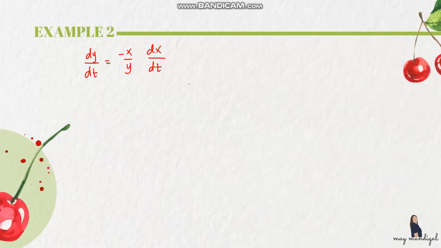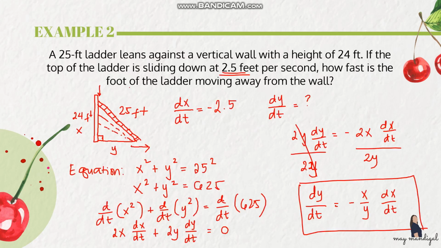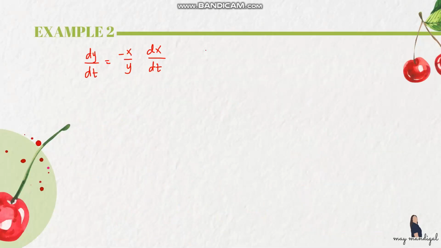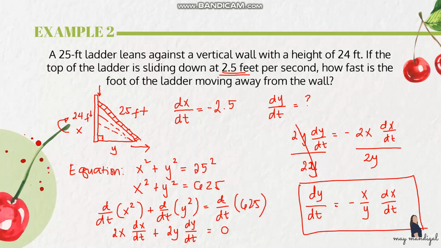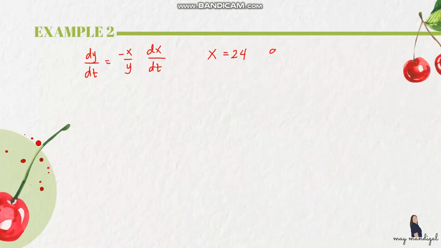Now, the next thing that we have to do is to solve for the value of dy over dt, which is equal to negative x over y times dx over dt. So, we need to substitute all of the values that we have. If we go back here, we have the x, which is 24. So, let's write here x is equal to 24. What else do we have? We have the dx over dt, which is negative 2.5. But we don't have the y.